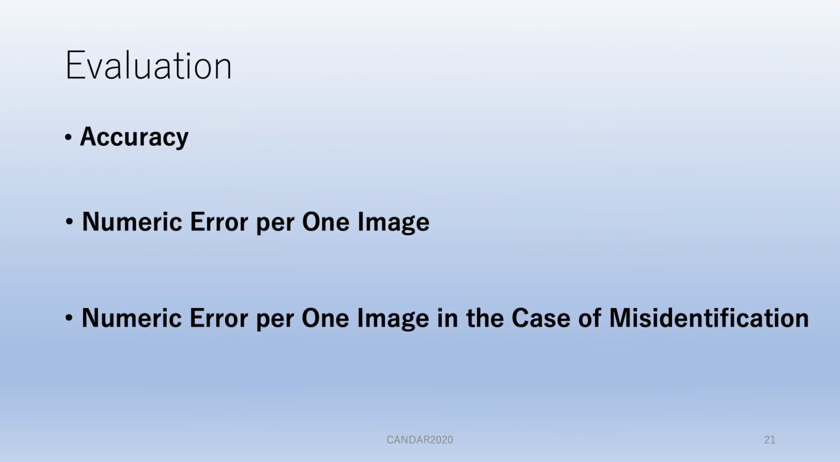Here, I'll talk about the evaluation in this study. The following three indicators are used to compare and evaluate the original and proposed model. First, accuracy. Second, numerical error per one image. Finally, numerical error per one image in the case of misidentification.